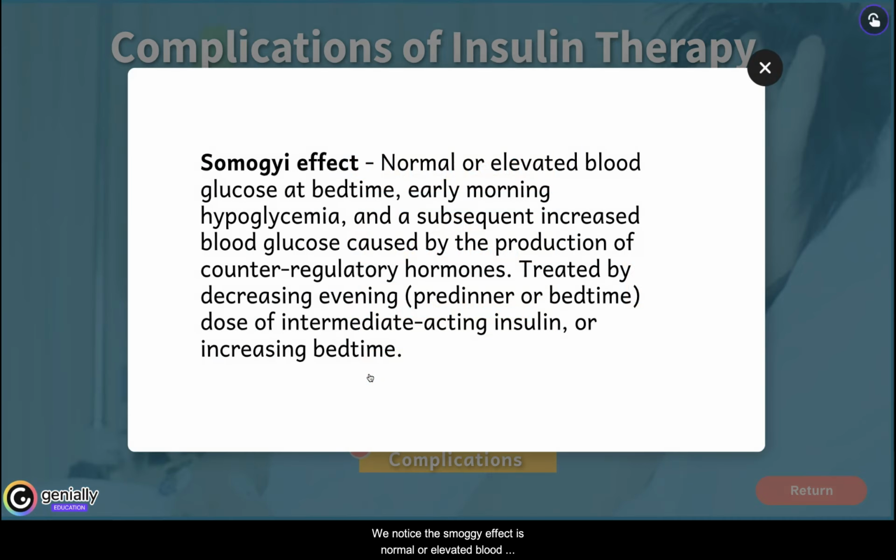The Somogyi effect is normal or elevated blood glucose at bedtime, with early morning hypoglycemia. So they wake up with extremely low blood glucose and a subsequent increased blood glucose caused by the production of counter-regulatory hormones. What happens when they have hypoglycemia early in the morning is that their body is trying to increase that blood sugar. So we want to make sure that their blood sugars don't drop too low.